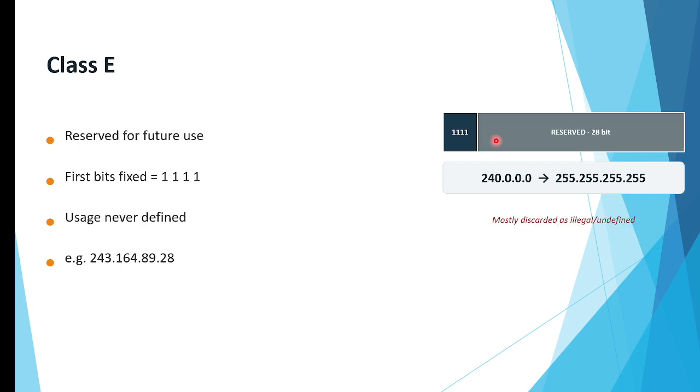Next one is the class E. Class E is used for reserved purpose. The first 4 bits are fixed as 1111. The actual usage was never formally defined. Most of the network systems just discard it as illegal or undefined.